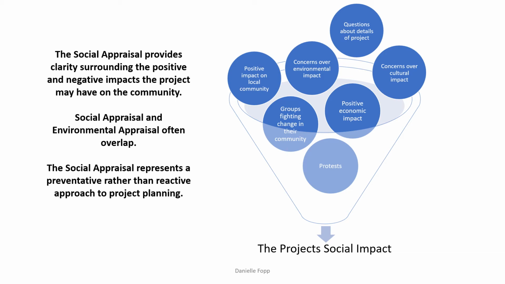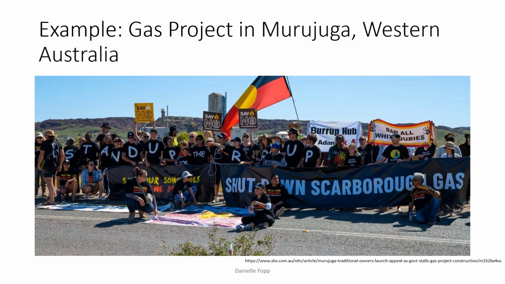The social appraisal provides clarity surrounding the positive and negative impacts, economic impact, groups who might be fighting change in their community and really delving into why they don't want that change. We're also going to focus on positive impacts of the community and concerns over cultural impact. If a social appraisal determines the project to be high risk socially, it is advisable to either postpone the project or to start with a pilot project or work on further community engagement. Let's take a look at some examples where this should have occurred.